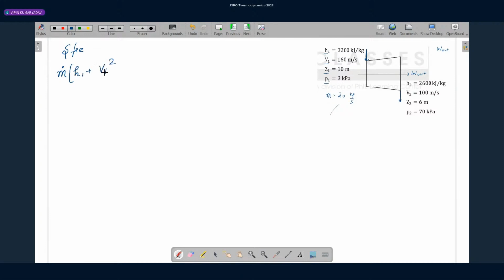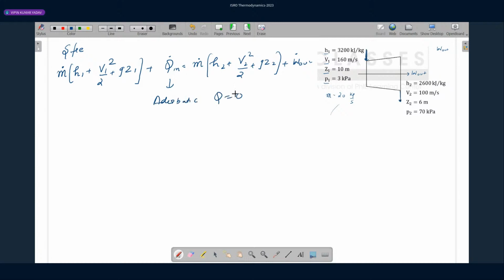m dot times (H1 plus V1 square by 2 plus gZ1) plus Q in is equal to m dot times (H2 plus V2 square by 2 plus gZ2) plus W dot out. Now they have said it is an adiabatic process, that means Q is equal to 0, so I can cancel this. Rest I know everything. The mass is basically 20 kg.